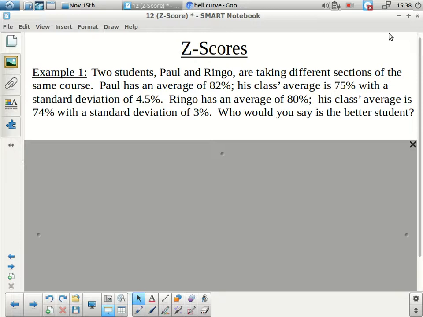Paul has an average of 82%, and his class average is 75% with a standard deviation of 4.5. Ringo has an average of 80%, and his class's average is 74% with a standard deviation of 3%. Who would you say is the better student?